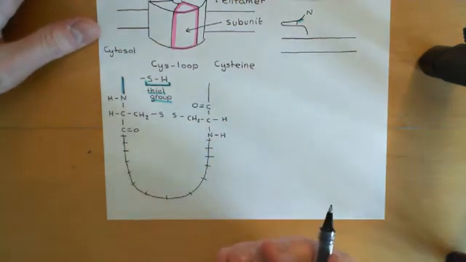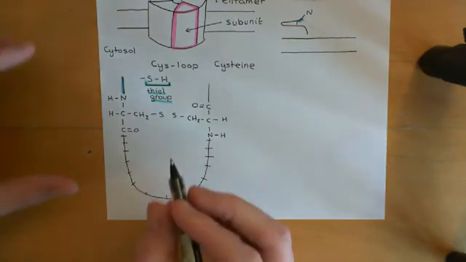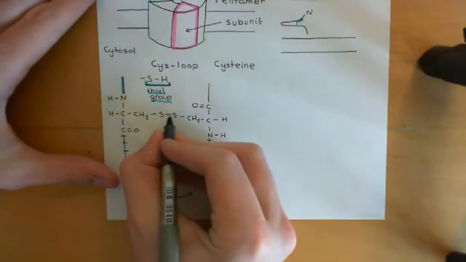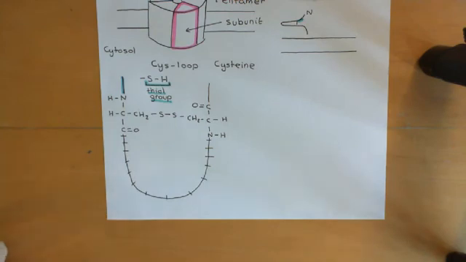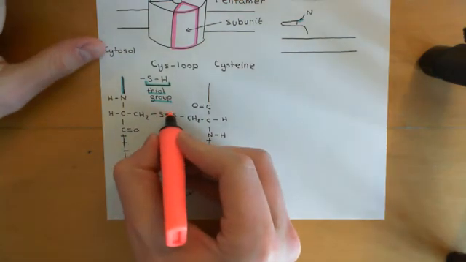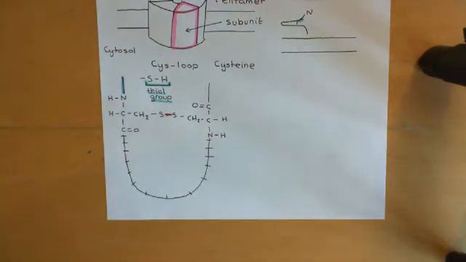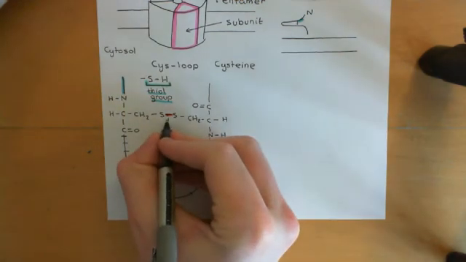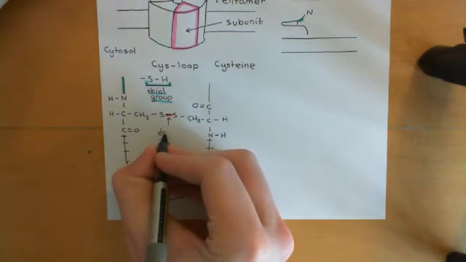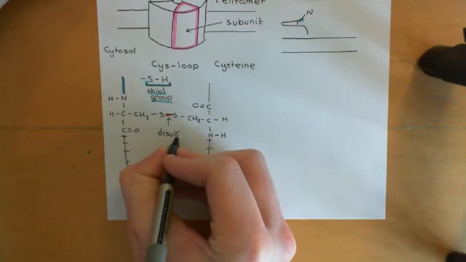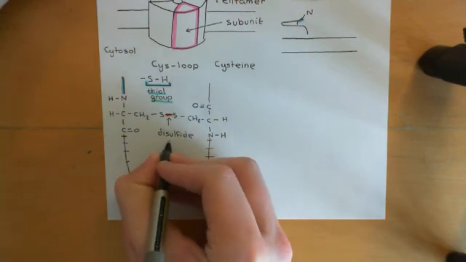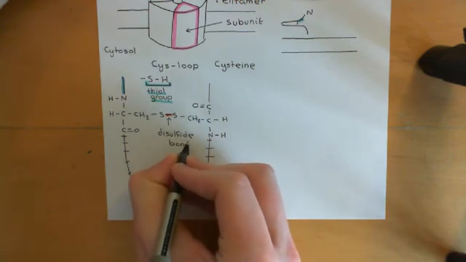And now key to this entire structure, these 2 sulfurs of these 2 cysteine residues are going to be linked there. This is the key bond that holds the cys loop together. This is a disulfide bond between these 2 cysteine residues' thiol groups. So this is called a disulfide bond.